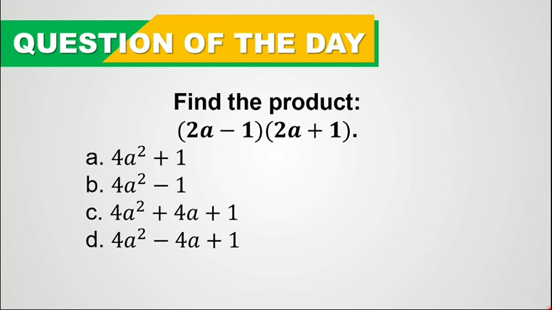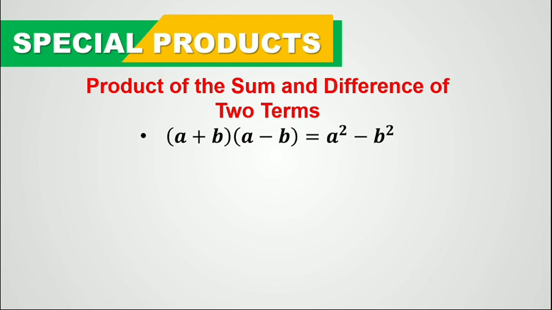So in order for you to answer this particular question directly, you must be familiar with the concept of special products, particularly the product of the sum and difference of two terms, because there's actually a pattern which you could use to directly answer such questions. So this is the pattern. When you multiply a plus b times a minus b, the answer is a squared minus b squared.